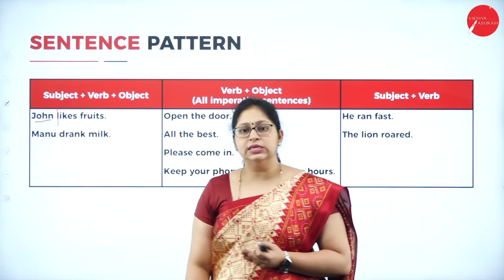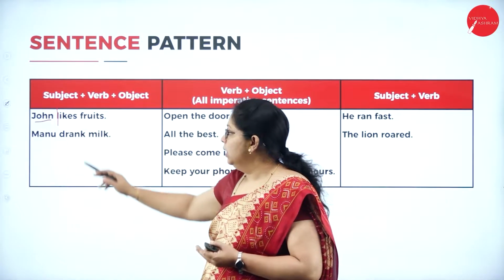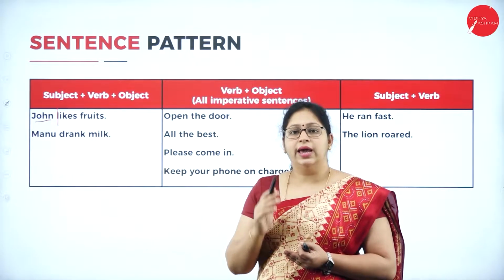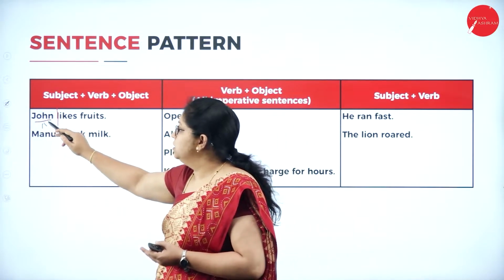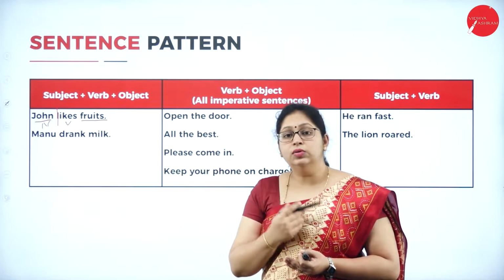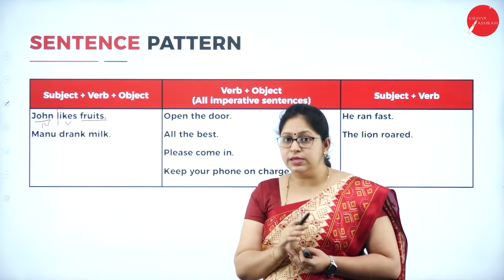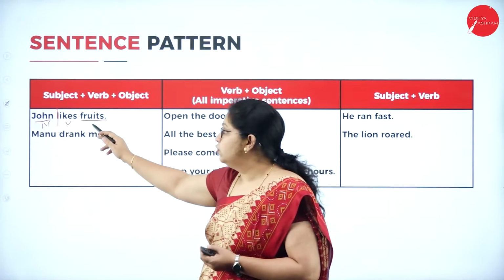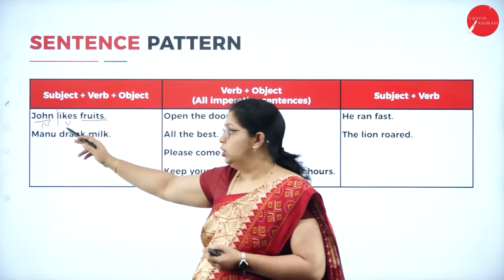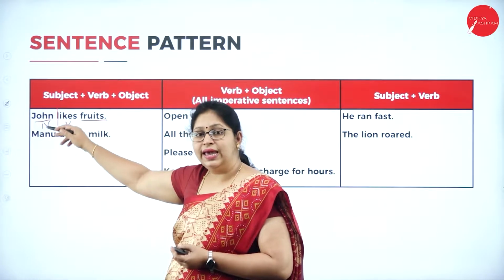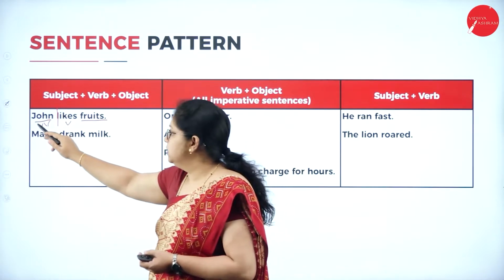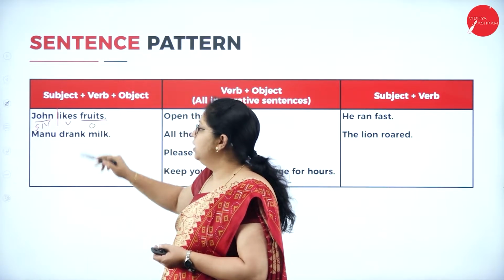So, John is the subject. Then, likes. What is likes? It is some action, right? So, likes is the verb. John is a noun. Likes is a verb. And fruits is another noun now. I told you the noun part is the subject, correct? But here, fruits is not the subject. Why? Because it is receiving. John is the doer. John likes. What does he like? Fruits. Okay. So, this is the difference. This is subject, verb and object.